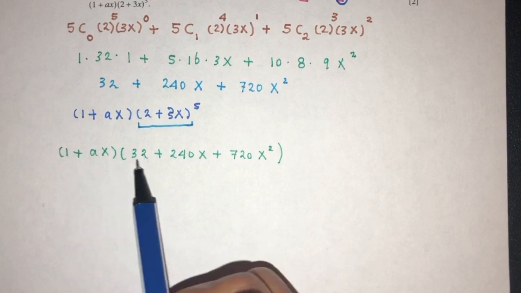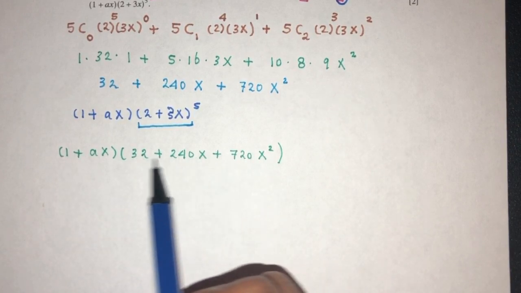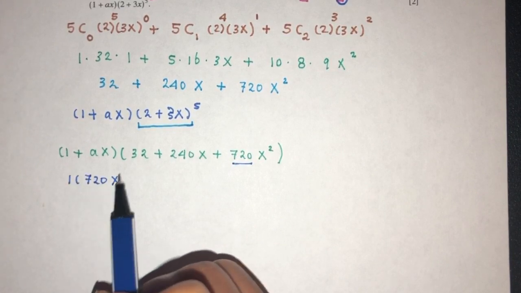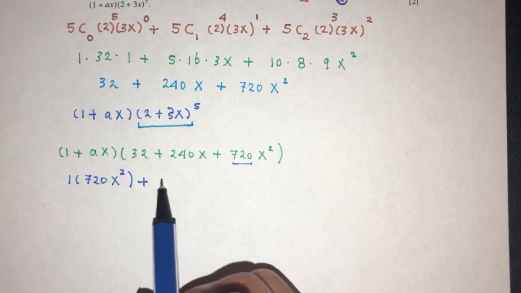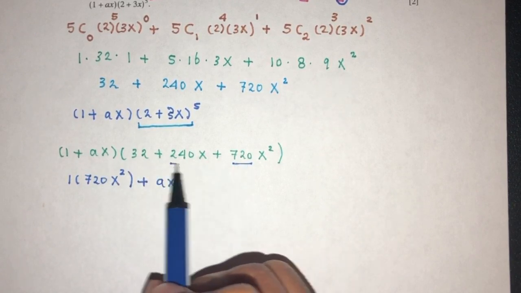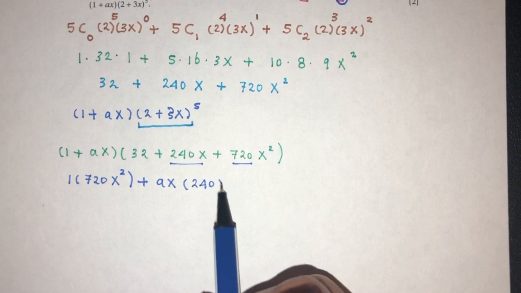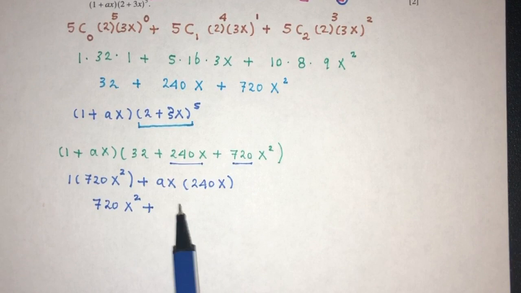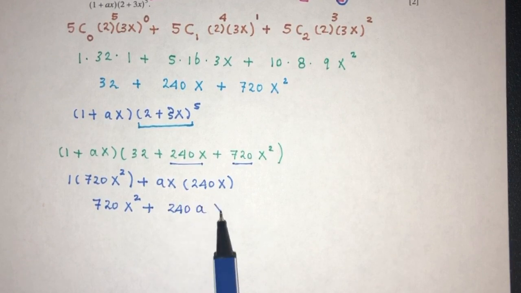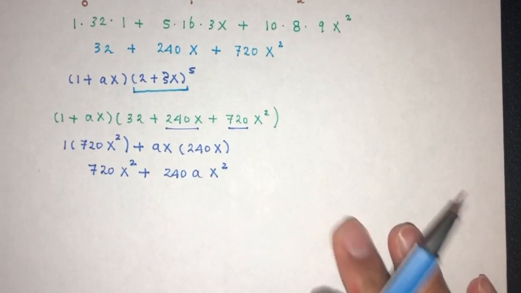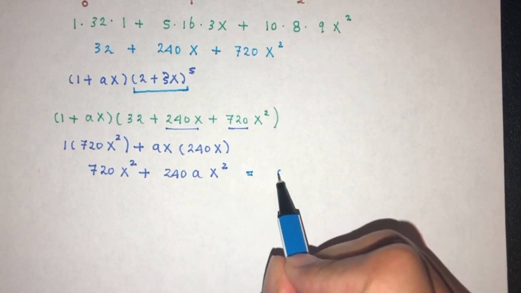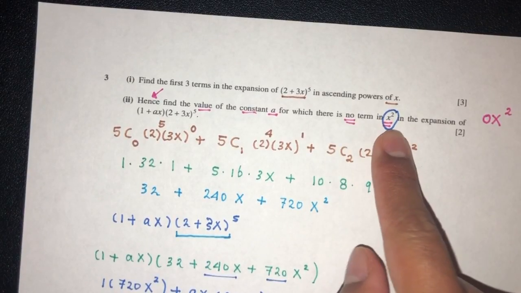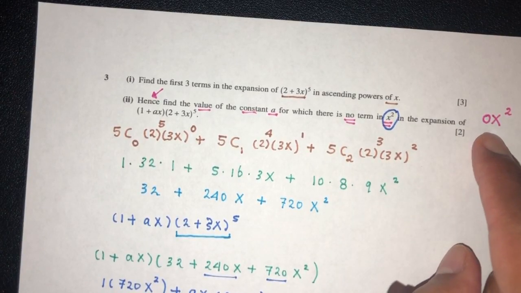So let's find that term, x squared. So 1 multiplied by which term will give you something in x squared? So multiply by this, obviously, right? So 1 times 720x squared. Here we have plus ax times which one? This one. That will give you a term in x squared. So simplify, you will have 720x squared plus 240ax squared. Now, we do know that this will give you 0x squared because in the end it tells you there's no term in x squared.